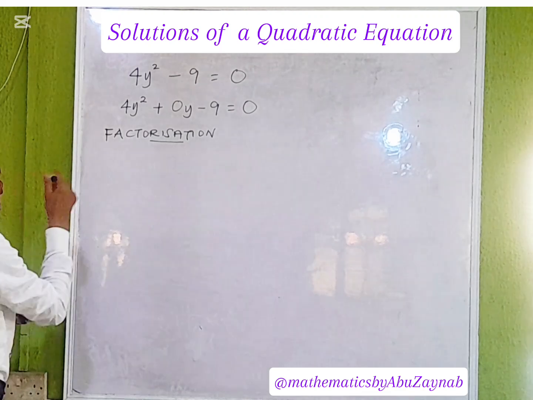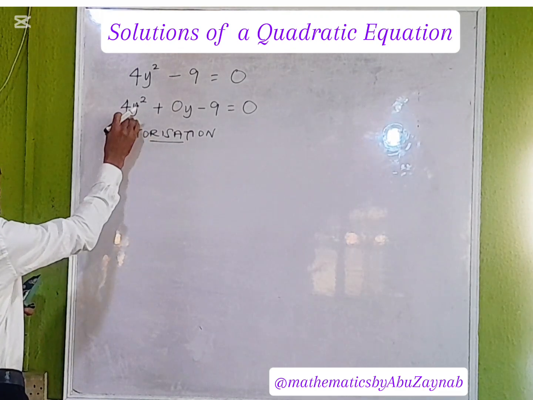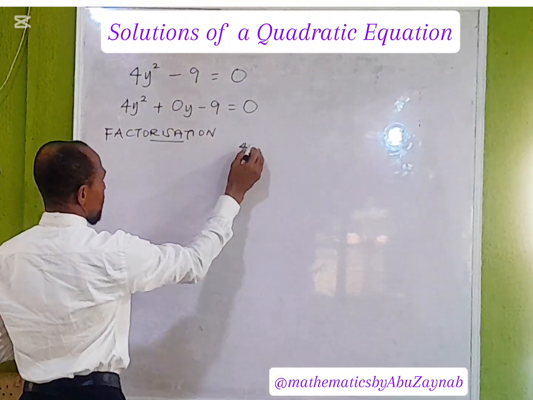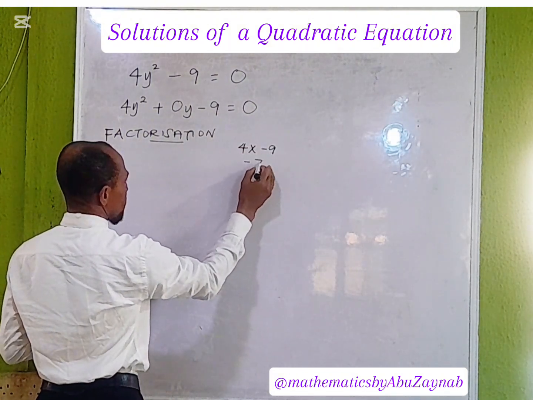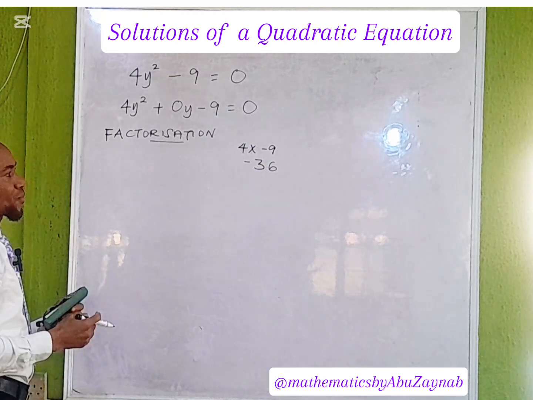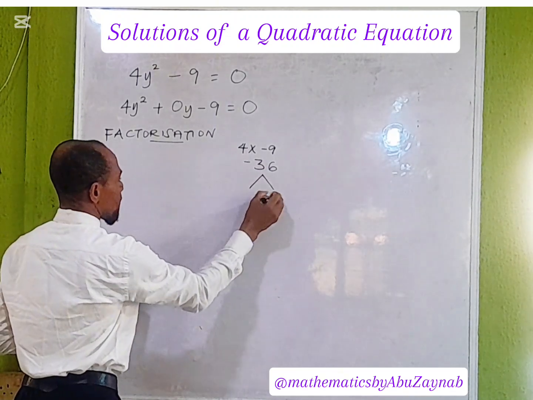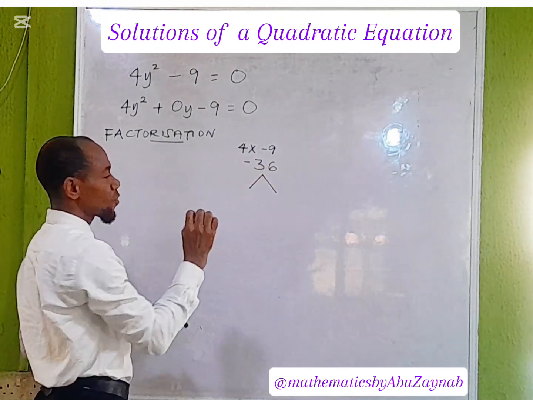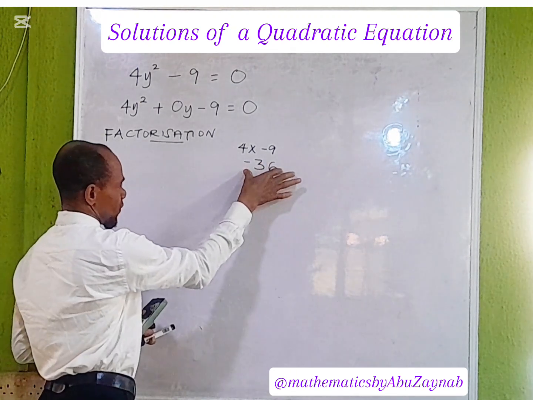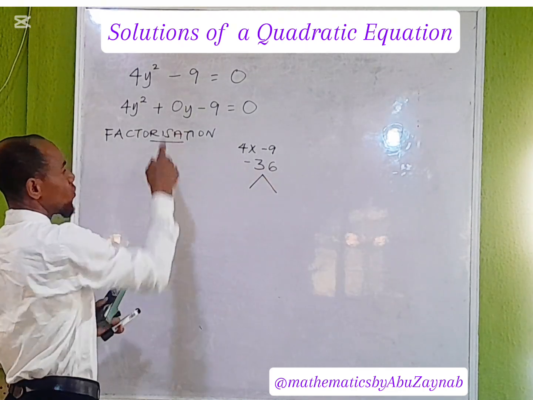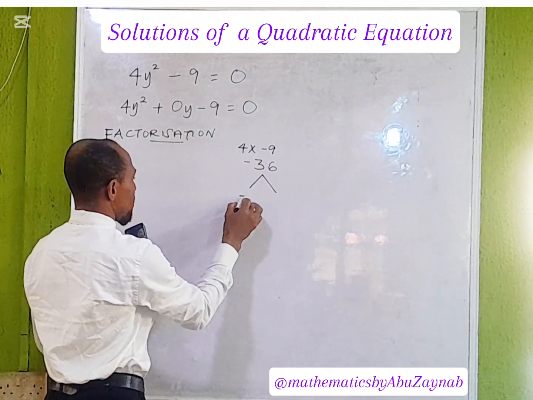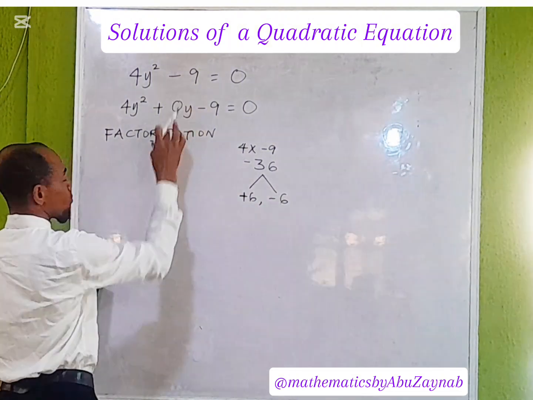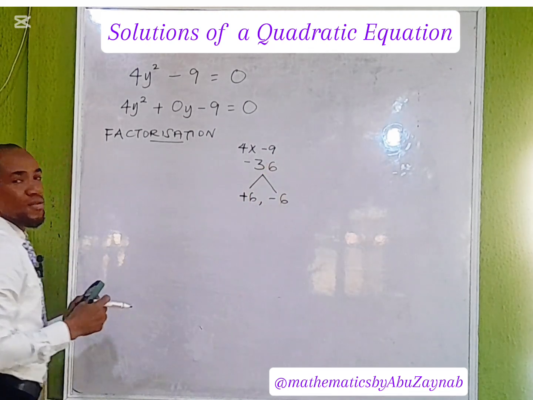So by factorization, as usual, we need to multiply the coefficient of the squared value, which is 4 in this case, by the constant, which is minus 9. So I'm going to say 4 by minus 9, which is minus 36. Now, the task before us is to think of two factors of minus 36, such that the product of the two factors remain minus 36, and the sum becomes 0, and no other than plus 6 and minus 6, because 6 minus 6 is 0, 6 times minus 6 is minus 36.